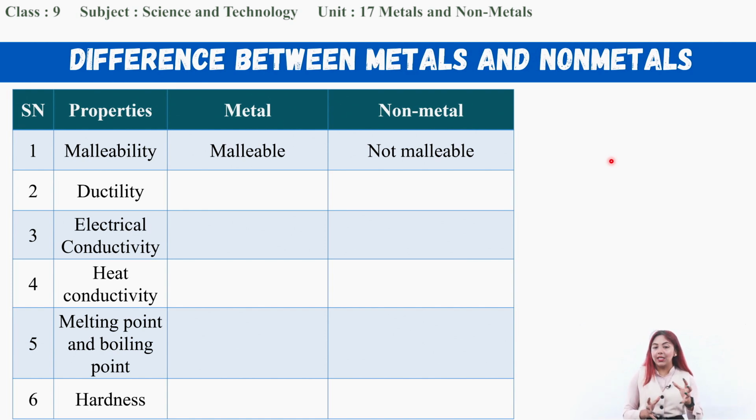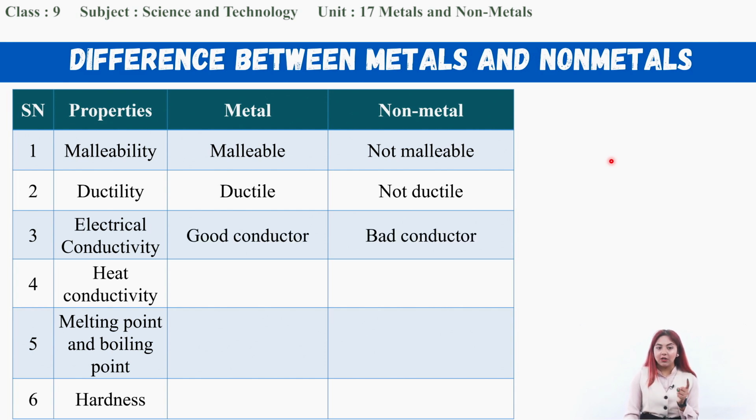Now which is ductile, metals or non-metals? Yes, metals are ductile, whereas most of the non-metals are not ductile. Now, which conducts electricity better, metals or non-metals? Yes, metals. Metals are good conductors of electricity.